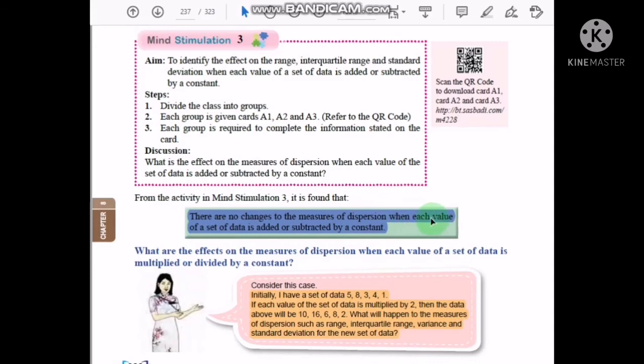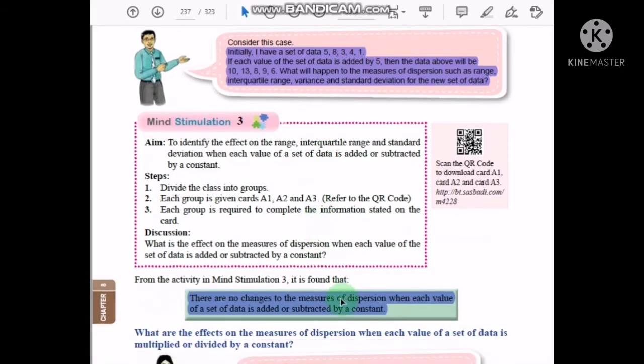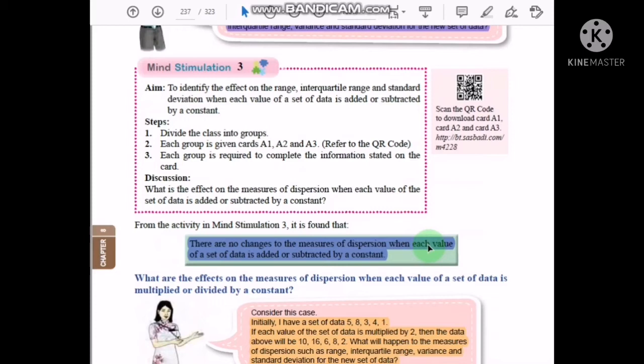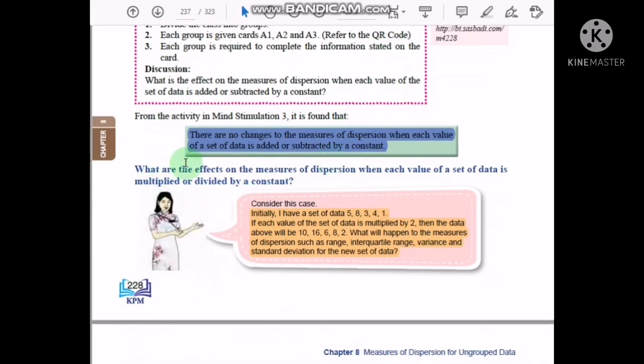Each value must be changed. For example, if the value in a set of data is added by 5 just in the first value only, and the second, third, fourth, and fifth you do not add, then it is not applicable for this conclusion. You must add or subtract each value of the set of data in order for you to use this conclusion. So it means that there are no changes to the measures of dispersion.